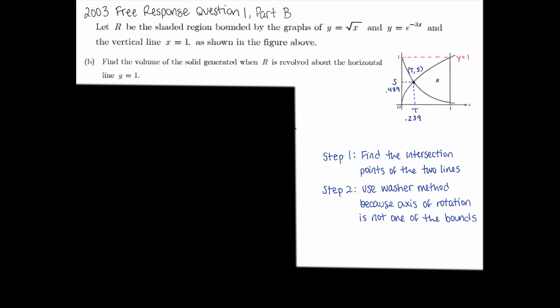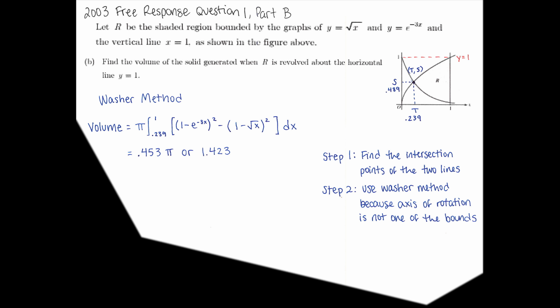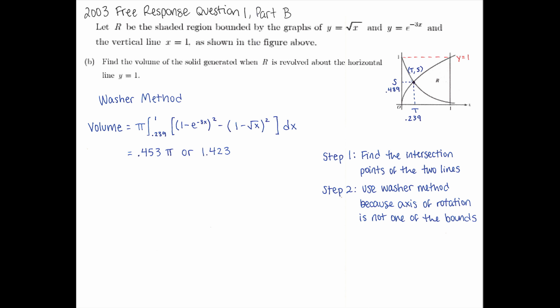Next, you determine that you use the washer method because the axis of rotation shown is not one of the bounds. After doing the washer method, you get an answer of 0.453 pi, or 1.423.